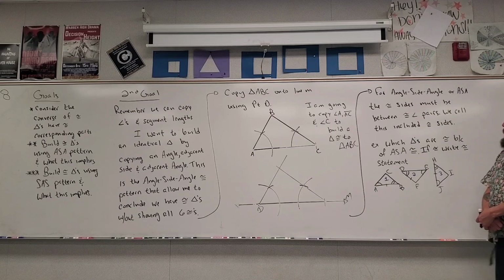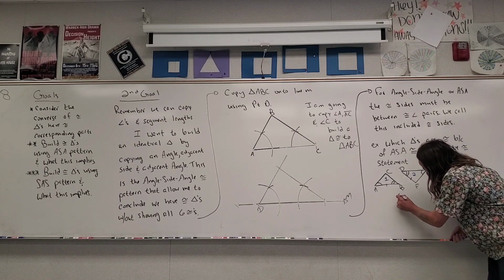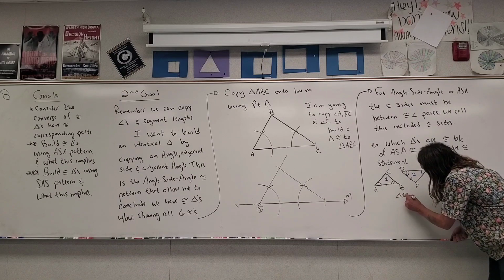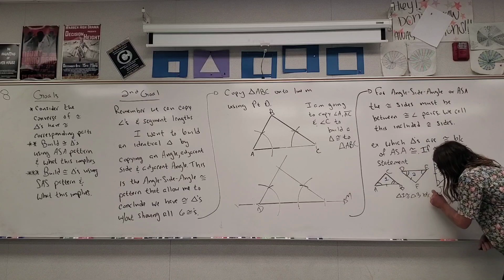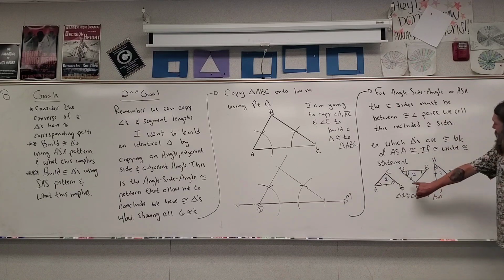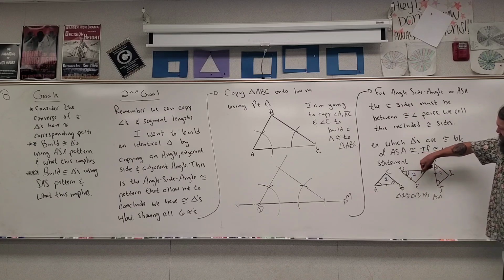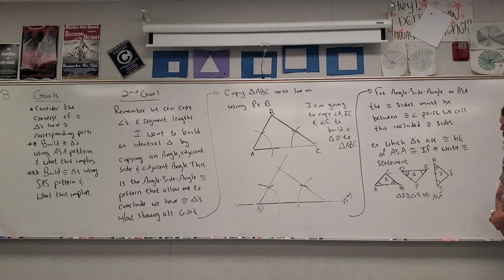All right, so triangle 1 and triangle 3 are congruent because of the angle side angle pattern. That's not included. That's not between the congruent angles. So because triangle 1 and triangle 3 are congruent by angle side angle, I can write my congruent statement.